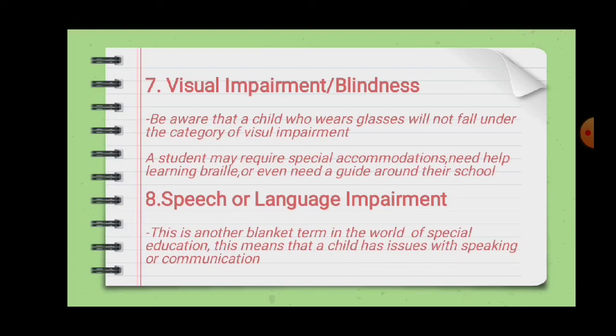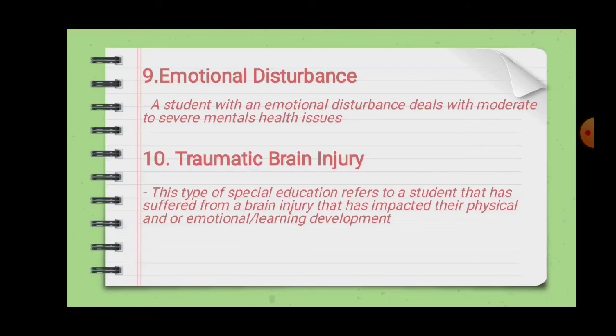This is another blanket term in the world of special education. This means that a child has issues with speaking or communication. So the number 9 is emotional disturbance. A student with an emotional disturbance deals with moderate to severe mental health issues. The number 10, traumatic brain injury. This type of special education refers to a student that has suffered from a brain injury that has impacted their physical and or emotional learning development.